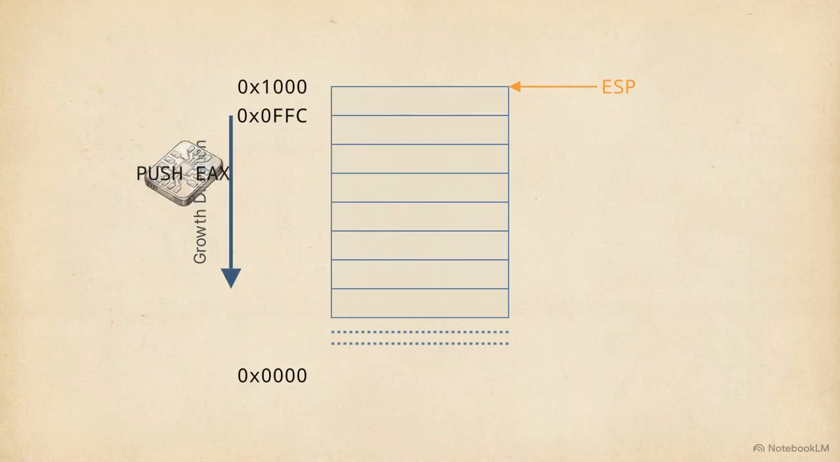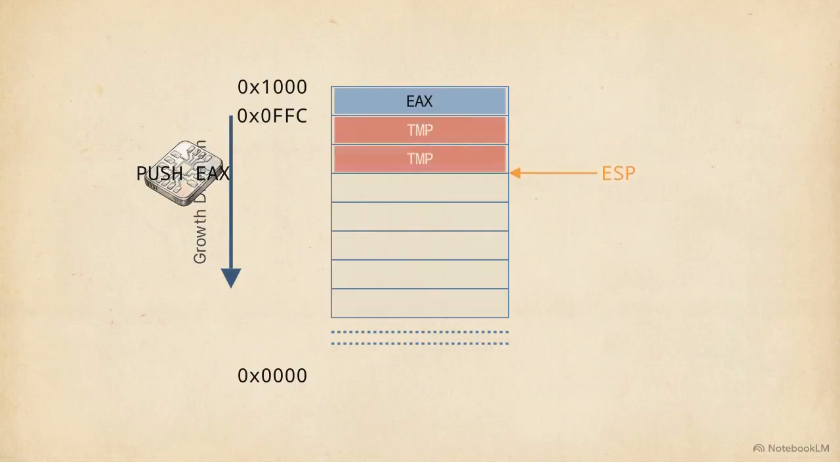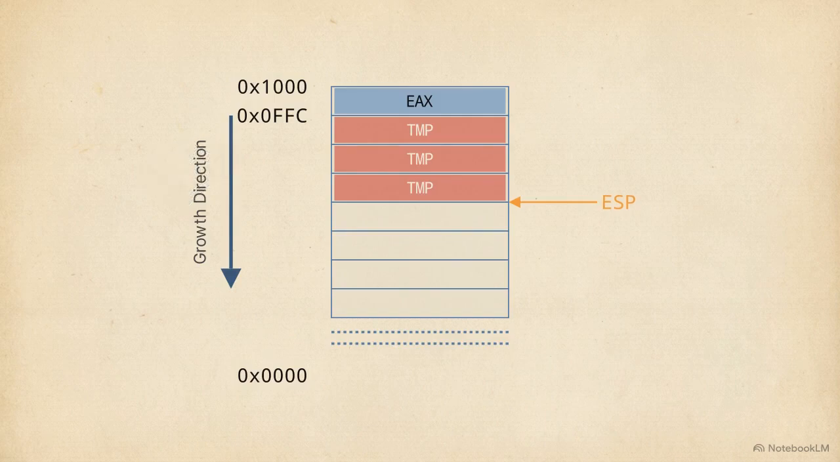Because the stack grows downward, pushing a 32-bit register onto the stack causes the hardware to autonomously subtract 4 bytes from the stack pointer before writing the contents to RAM. As temporary data is pushed and popped during complex algorithmic branches, the stack pointer continuously fluctuates. This volatility makes it unreliable for locating data. The function requires a stable referential anchor.